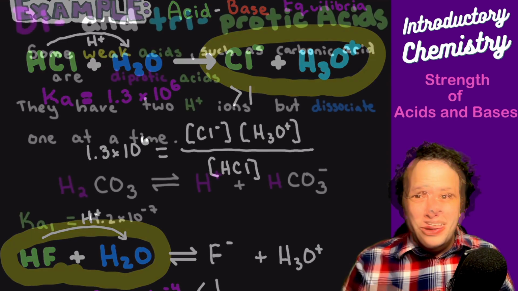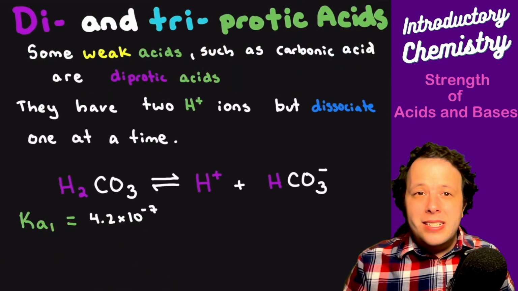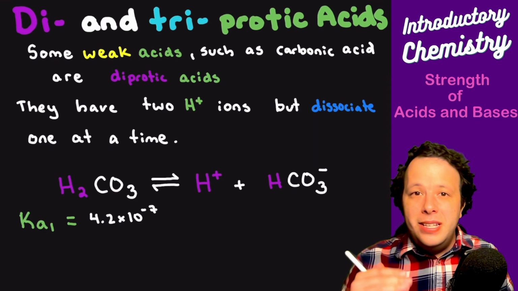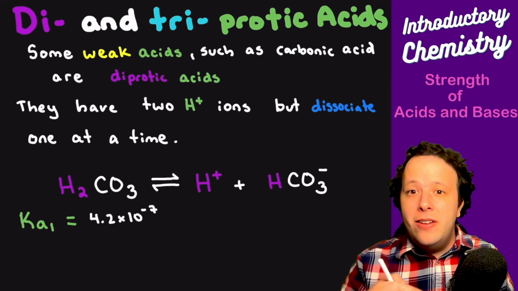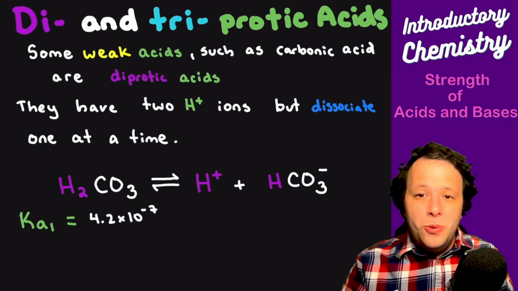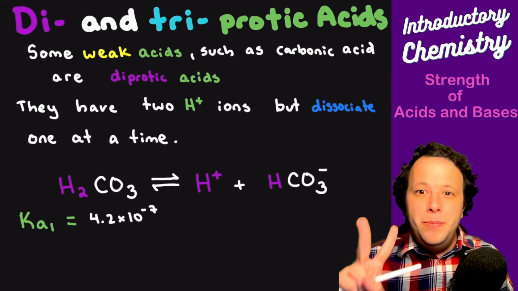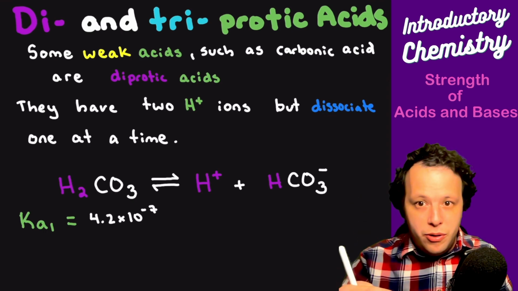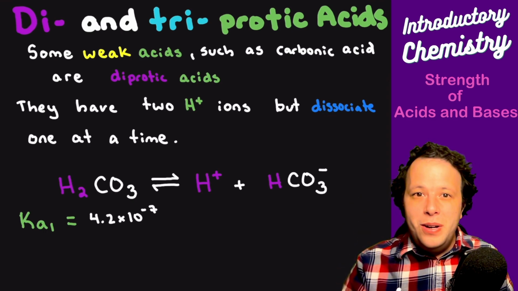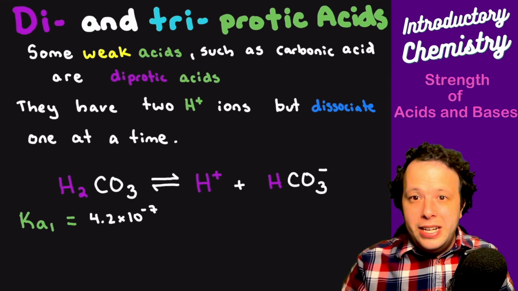Let's go look at some more. Di- and triprotic acids also exist. Now, these are generally weak acids that have multiple hydrogens. One example is carbonic acid, which is a diprotic acid, meaning 2 protons. So if you have those 2 hydrogens, they will dissociate.